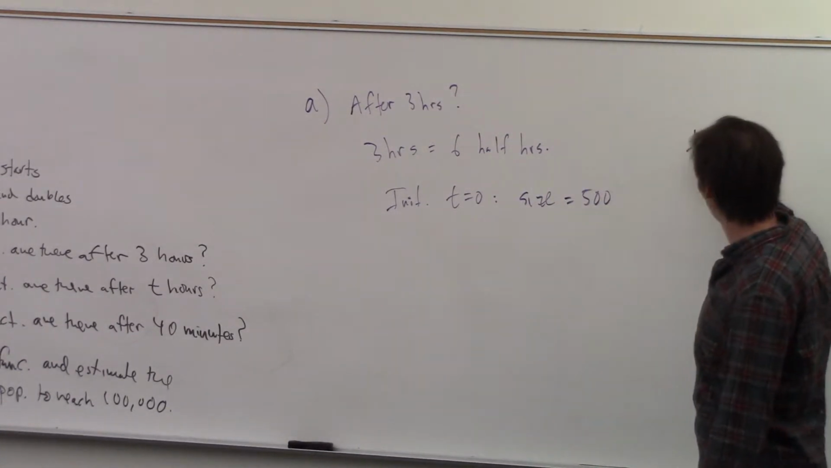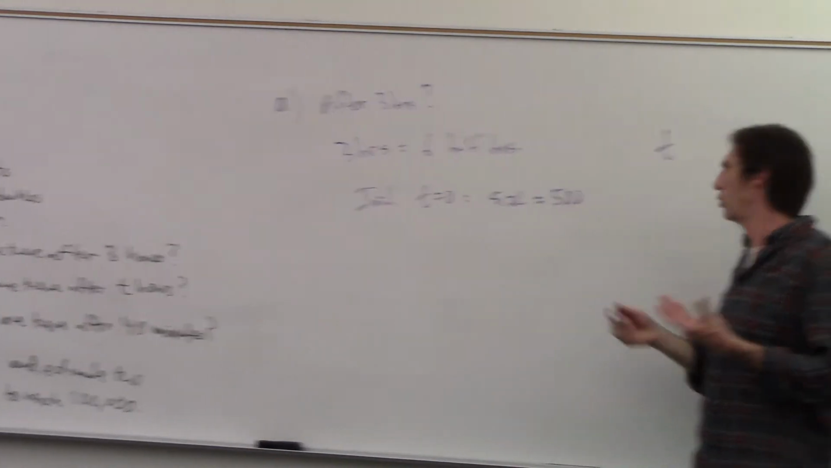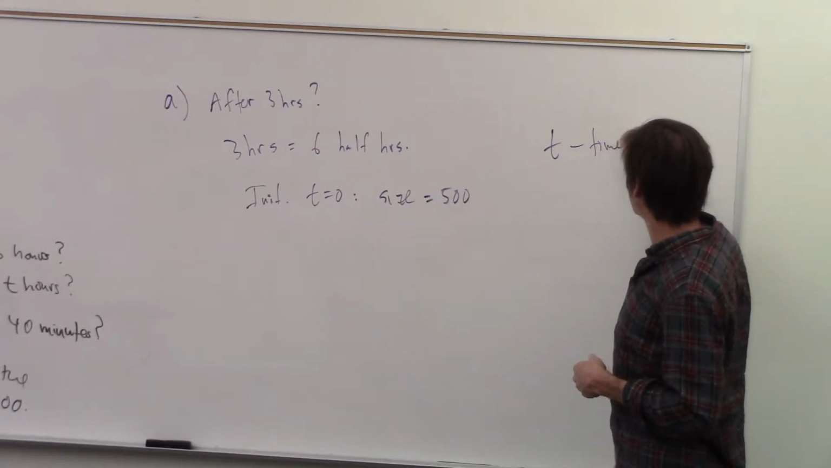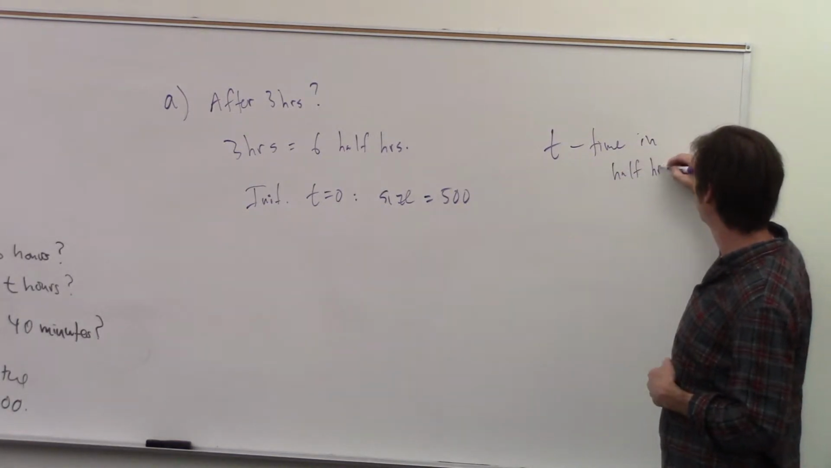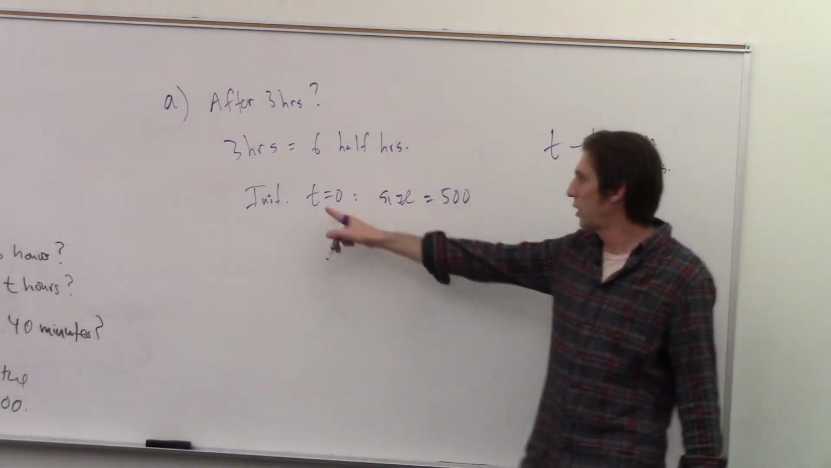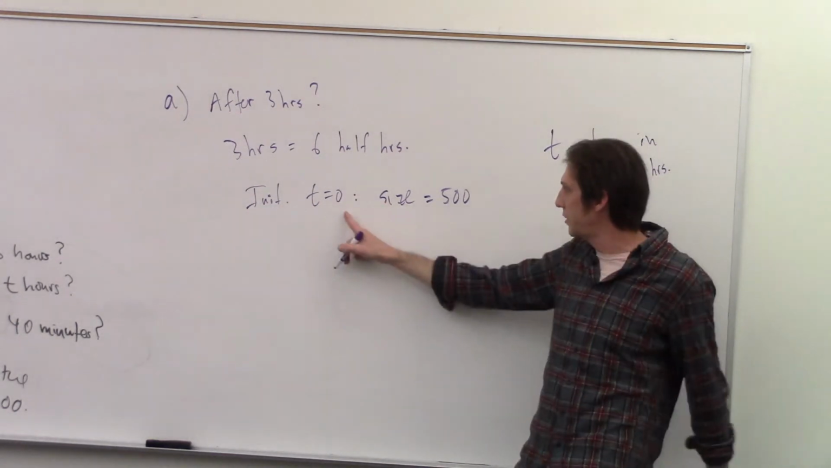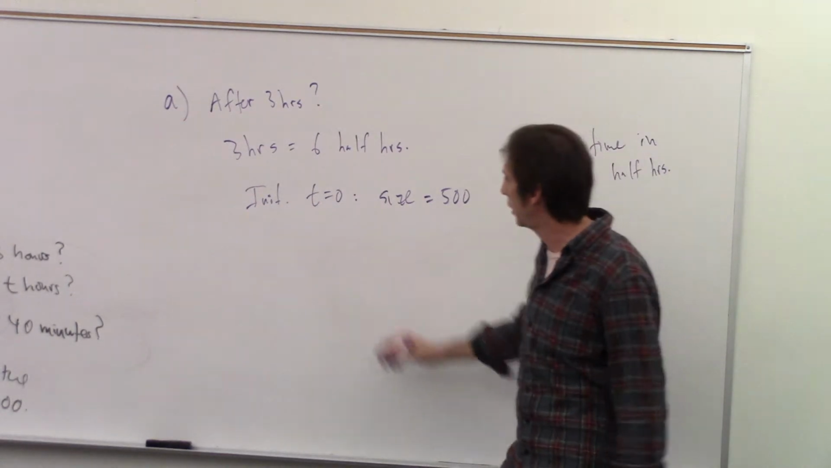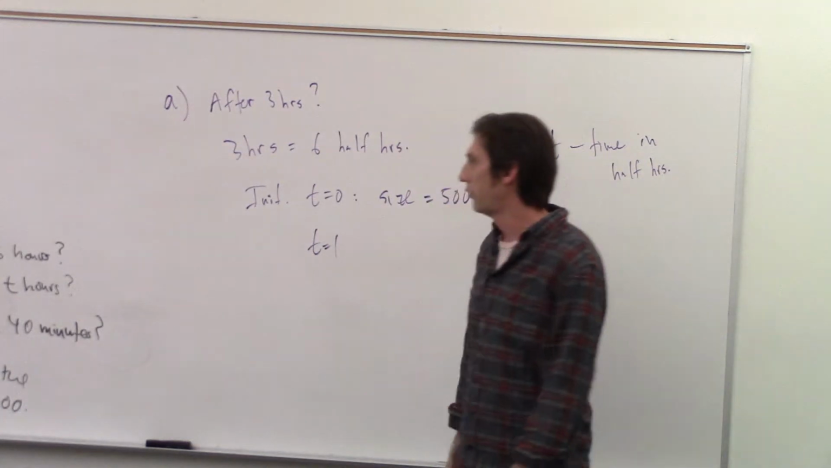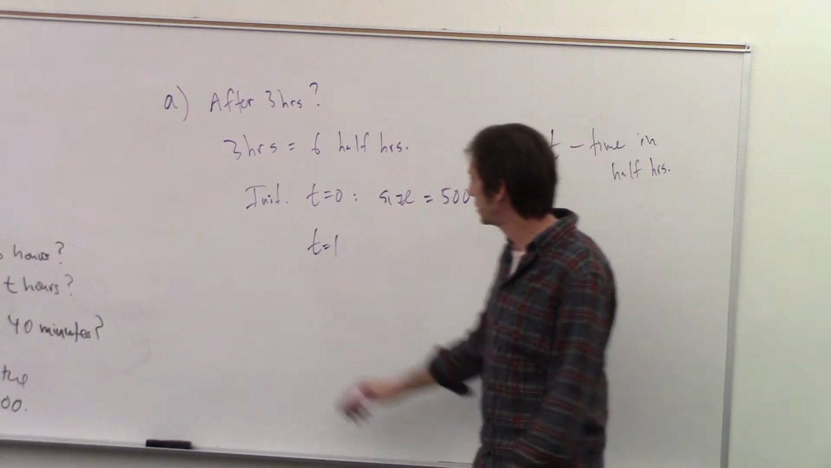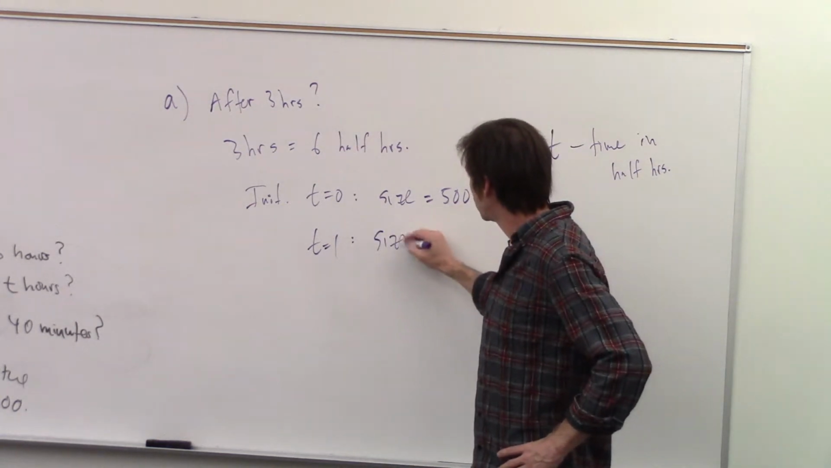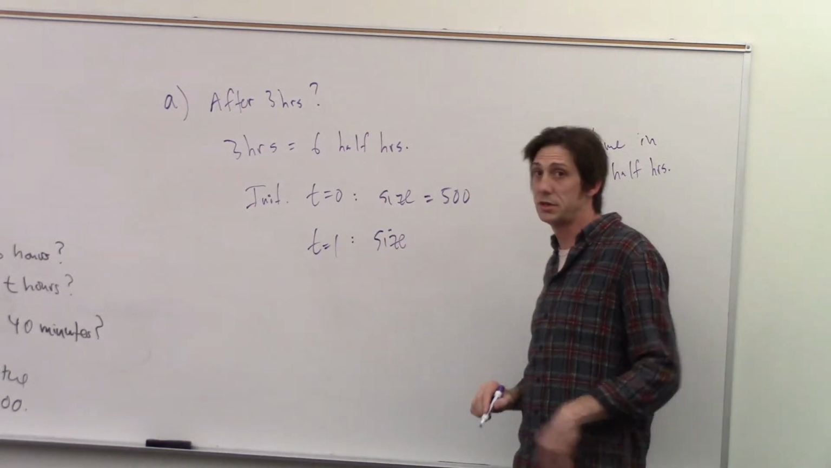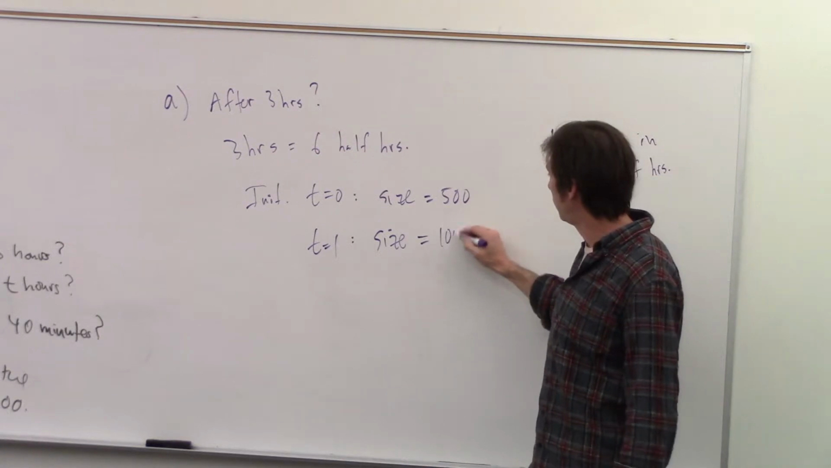I'm going to assume here that I'm introducing this variable T. I'm thinking about it as being time, and I'm going to think about it as time in half hours. So initially when I'm just starting, T is 0, and I have 500 bacteria. When T is 1, so this is a half hour after I started, or 30 minutes after I started, what is the size? Well, the problem tells me that the population doubled in size. So now I'm up to 1,000.